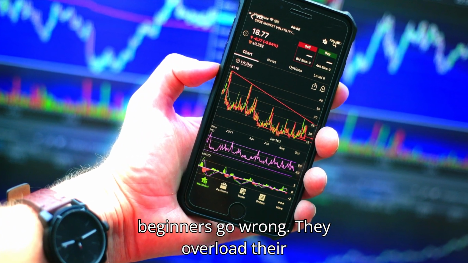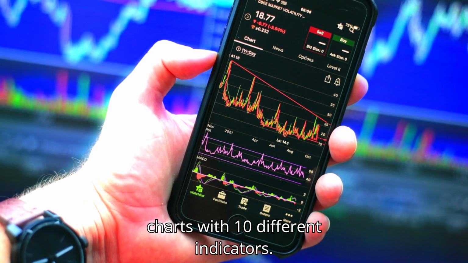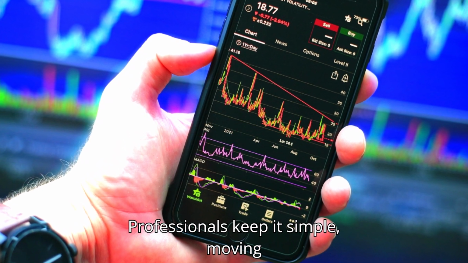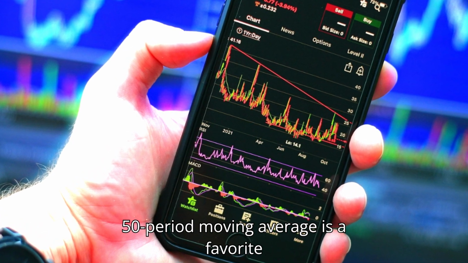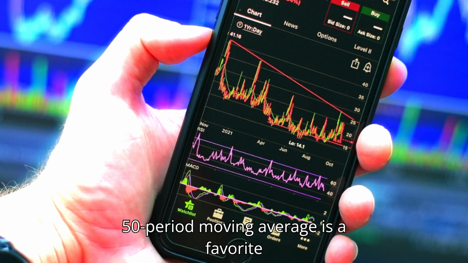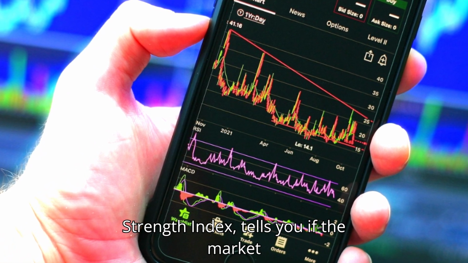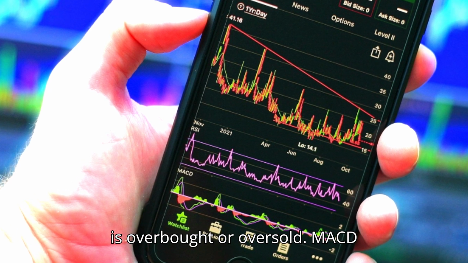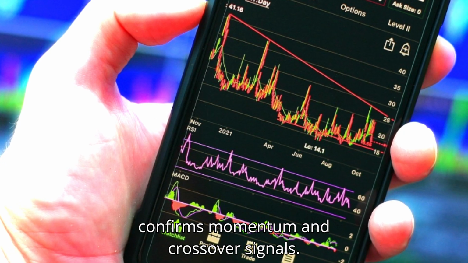Here's where many beginners go wrong. They overload their charts with 10 different indicators. Professionals keep it simple. Moving averages smooth out the trend. A 50-period moving average is a favorite for swing traders. RSI, Relative Strength Index, tells you if the market is overbought or oversold. MACD confirms momentum and crossover signals.